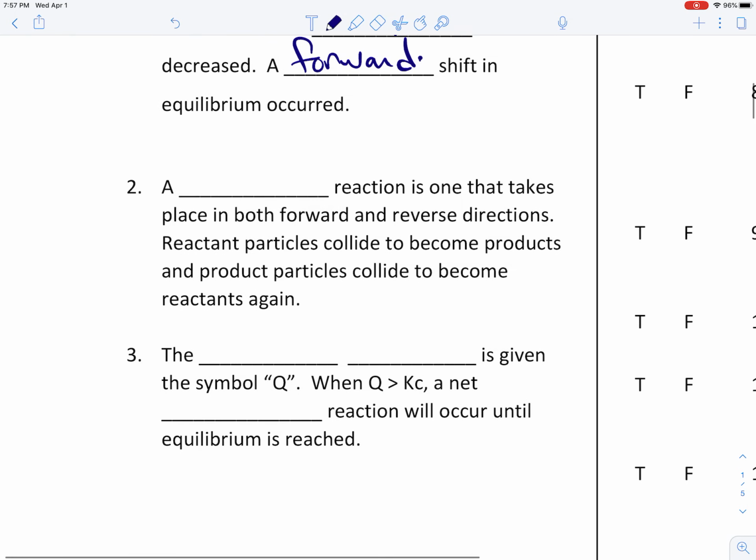Questions 2 and 3, give them a try. So question 2, a reaction that takes place in both a forward and reverse direction is said to be a reversible reaction. Products are formed when reactant particles collide, but then those product particles will also collide and form the reactant particles again. Question 3, the symbol Q is for the reaction quotient.